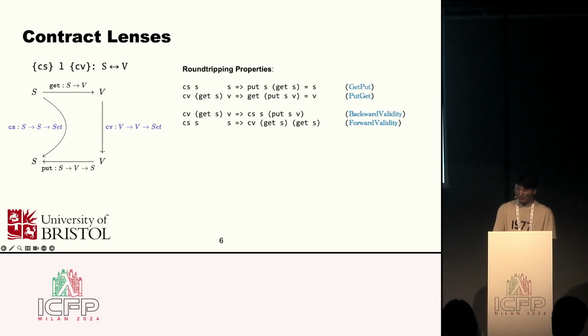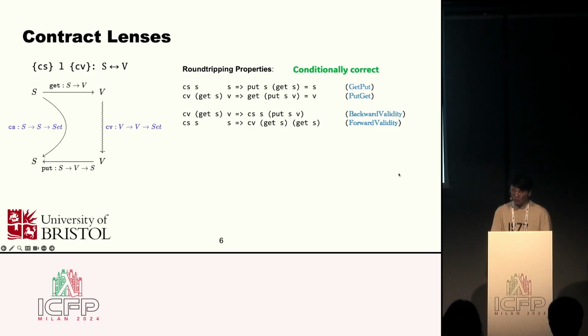The get-put law now is conditioned upon identity source changes permitted by the source contract. This precondition can be understood as a weakened property that all contracts are reflexive. Namely, identity changes are always permitted. The put-get law is now conditioned upon view changes constrained by the view contract. The backward validity states that valid view changes imply that source changes will satisfy the source contract. Forward validity is again a weakened property that all contracts are reflexive. This property is crucial to prove composition correctness between contract lenses.